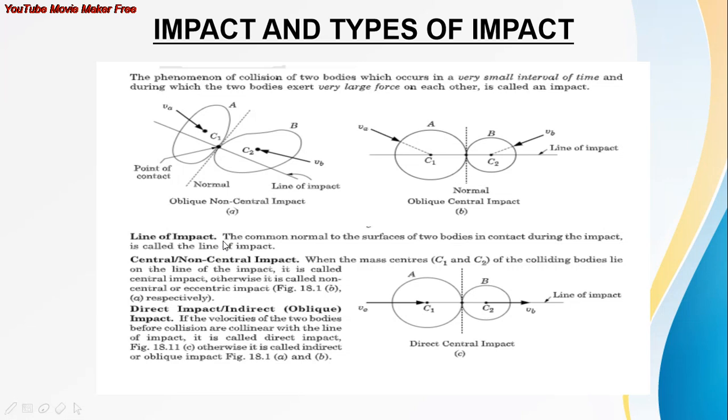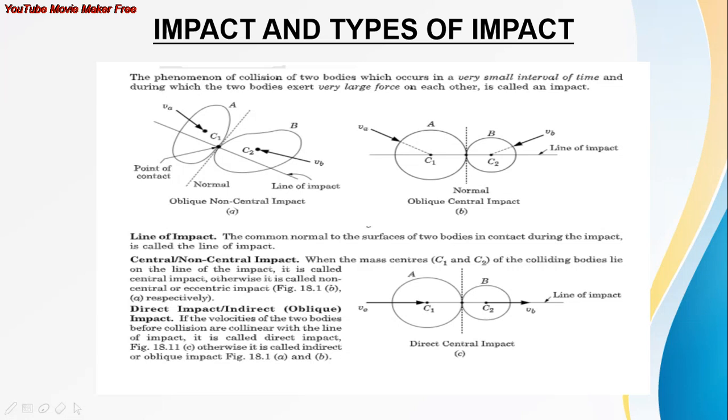So now let's discuss two types of impact. One is central and non-central impact, another is direct impact or indirect impact. First of all, let us discuss central and non-central impact. As it is written here, when the mass centers C1 and C2 of the colliding bodies lie on the line of the impact, it is called central impact. Otherwise it is called non-central or eccentric impact.